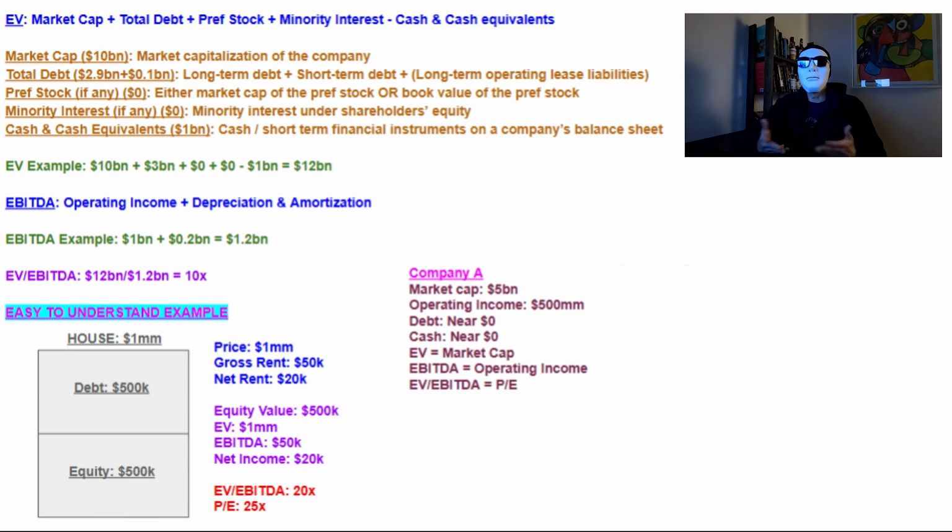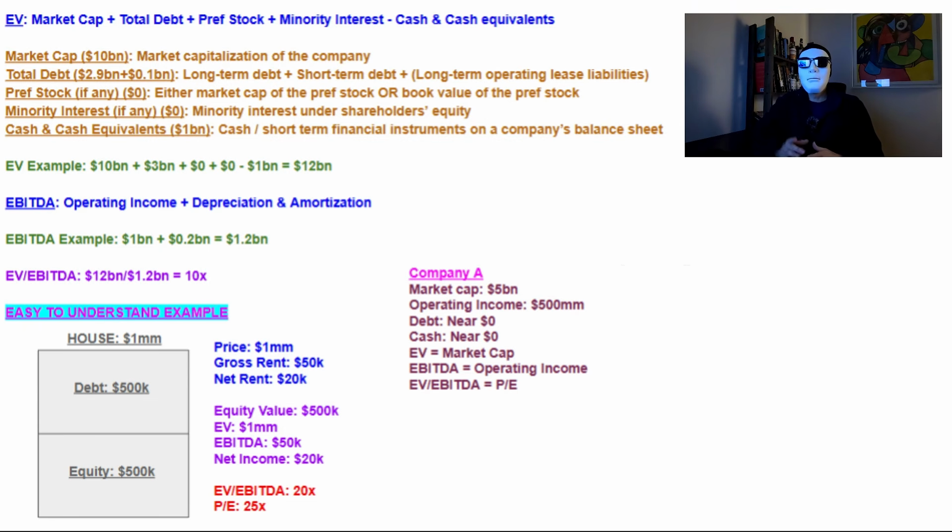Let's assume there's a company A. Let's say that this company's market cap is $5 billion and its operating income is $500 million. Let's also assume that this company has zero debt and also has almost no cash. Also, let's assume that this company has almost no hard assets, so there's really nothing being amortized or depreciated. Basically, this is a company which has a very stable balance sheet with no debt and is super asset light.